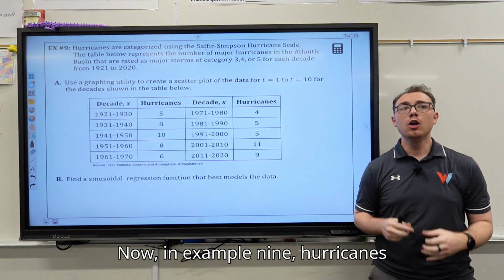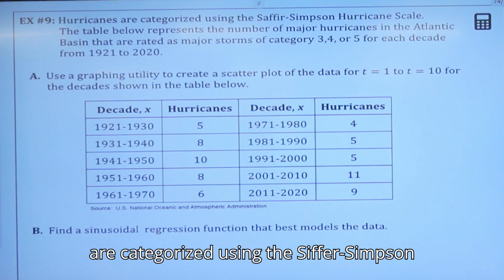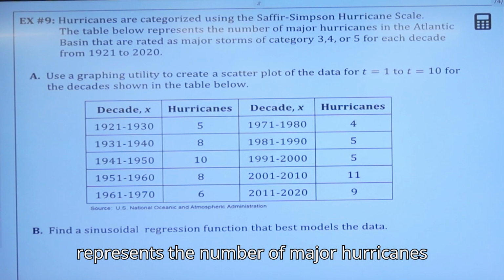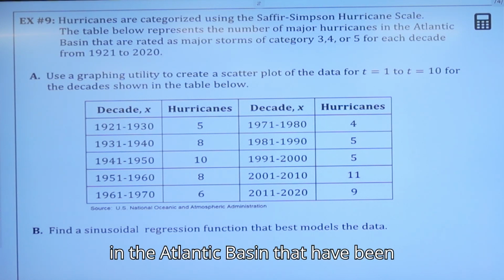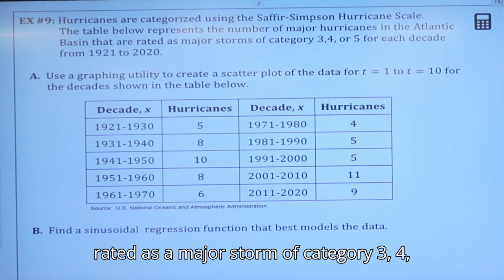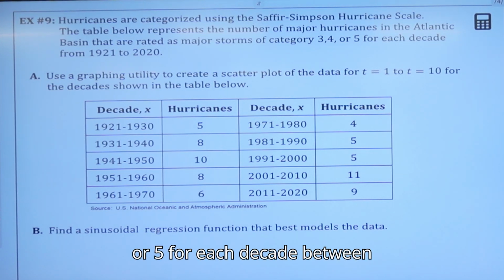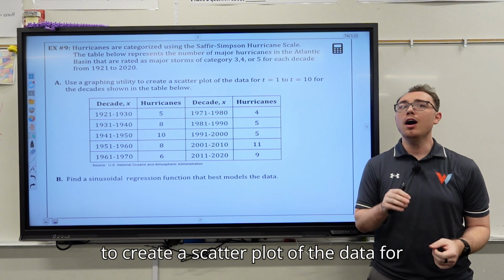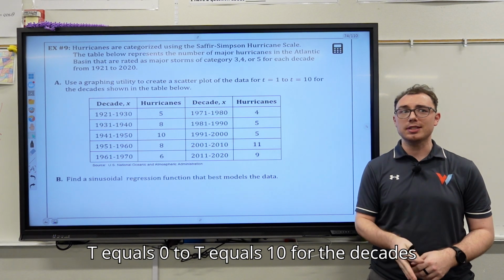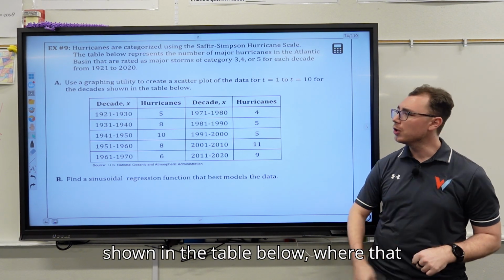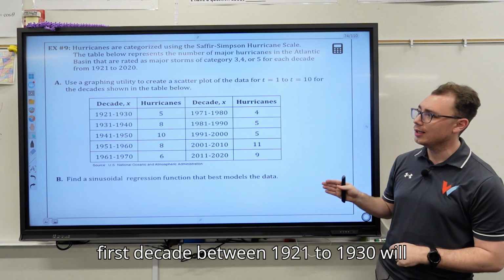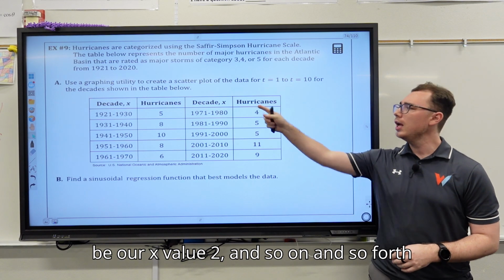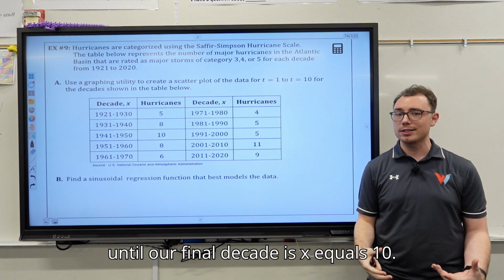Now, in example 9, hurricanes are categorized using the Saffir-Simpson hurricane scale. The table below represents the number of major hurricanes in the Atlantic Basin that have been rated as a major storm of category 3, 4, or 5 for each decade between 1921 and 2020. We're going to use a graphing utility to create a scatter plot of the data for t equals 0 to t equals 10 for the decades shown in the table below, where that first decade between 1921 to 1930 will be our x value of 1, that next decade will be our x value of 2, and so on and so forth until our final decade is x equals 10.